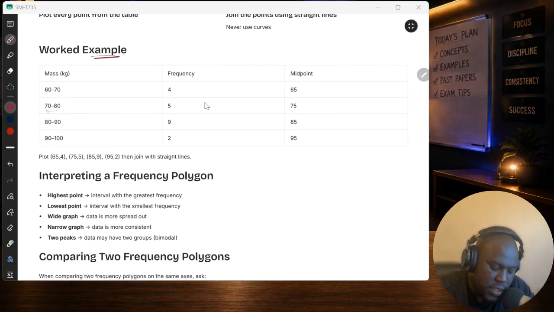Those that were between 70 and 80 in mass were 5. Those that were 80 kgs to 90 kgs were 9. Those that were 90 to 100 kgs were 2. So these are the masses of people. Now they'll ask you to plot a frequency polygon. The first thing you need to make is the midpoint column. You calculate midpoints, then you put them in here. Once you put them in here, now you can sketch your frequency polygon.